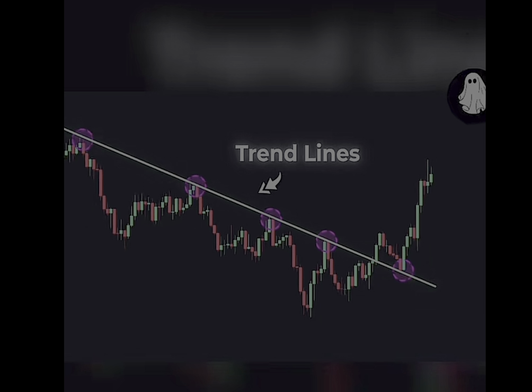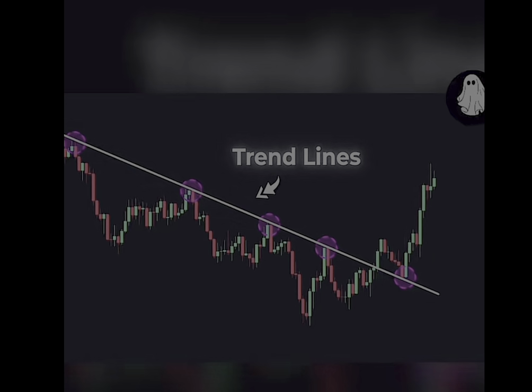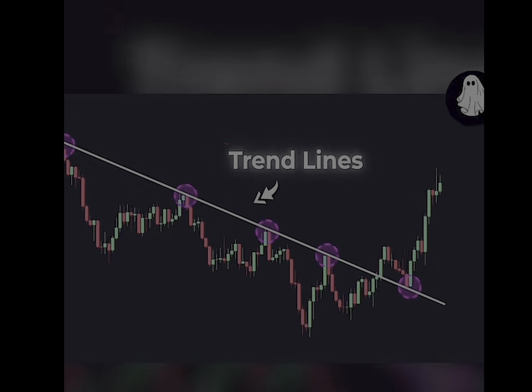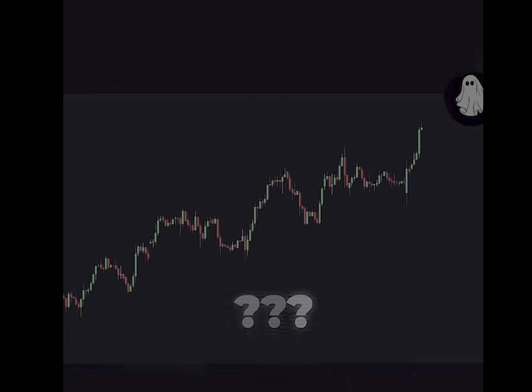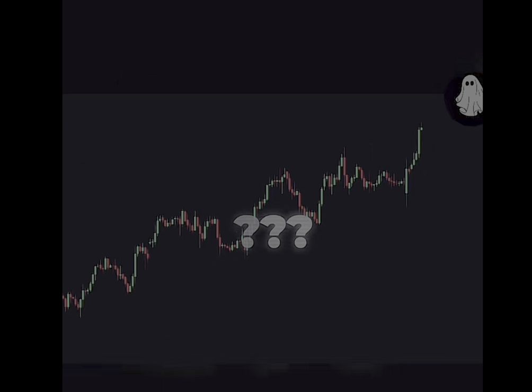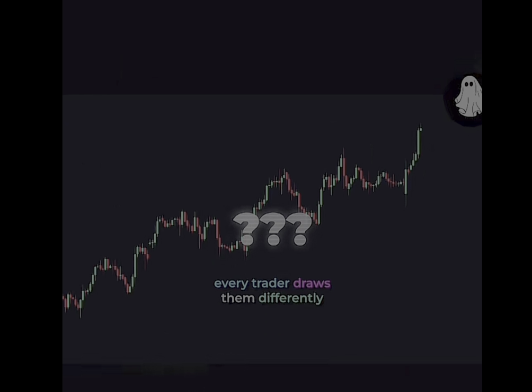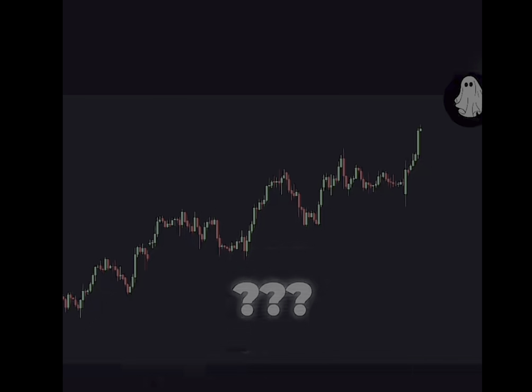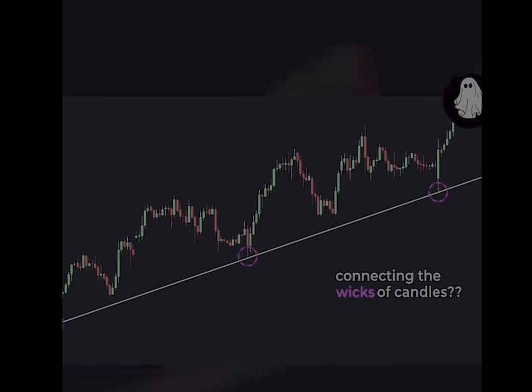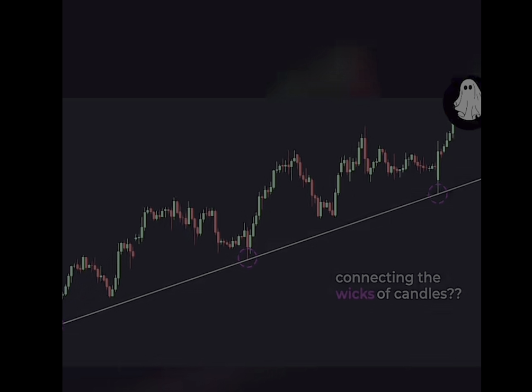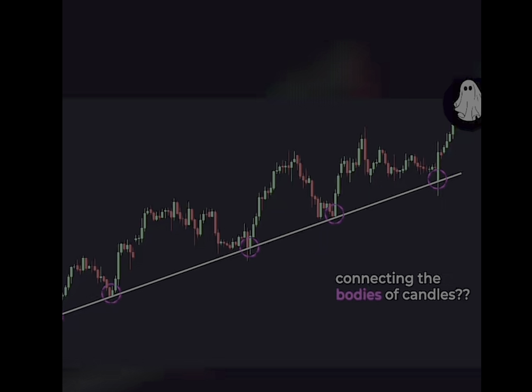Trend lines are one of the most powerful tools in trading, but the problem is, most traders are still using them completely wrong. The most confusing part about trading trend lines is that every trader seems to draw them differently. Take this chart for example. Some traders might prefer to draw the trend line connecting the wicks of the candles, while others might prefer to draw it connecting the bodies of the candles. So which one is correct?